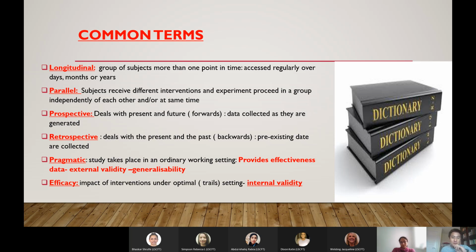If it is parallel, that means there are 2 studies. Okay, one is control, one is intervention. They go side by side. If it is prospective, you can see in prospective there's a P. So always remember, prospective means P is present and it goes forward. Retrospective, it always goes back. If it is pragmatic, that means in the real clinical setting.